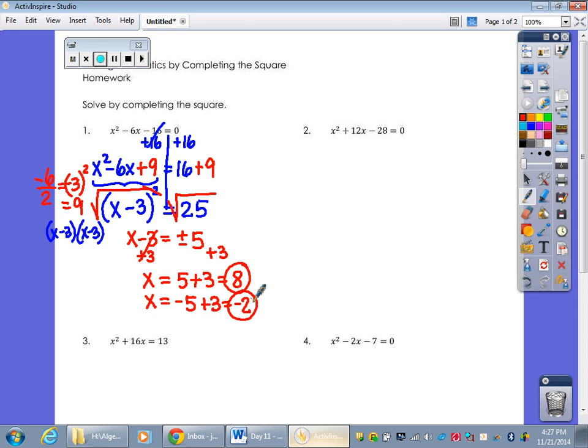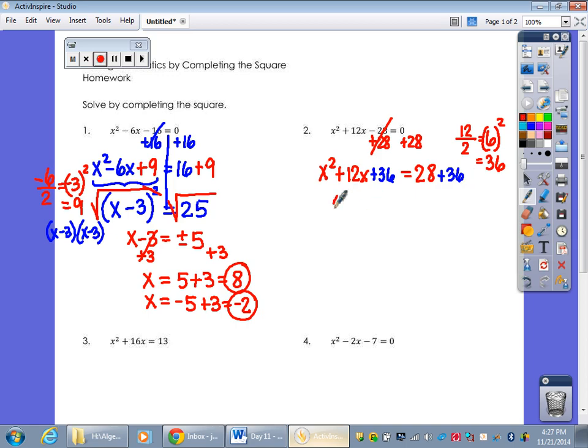Okay, for the next one, we're going to add 28 to both sides. Move the c value over. You get x squared plus 12x equals 28. To figure out what we are going to add, we're going to half the b value, which is 12, and square it, which is 36. So we're going to add 36 to both sides.